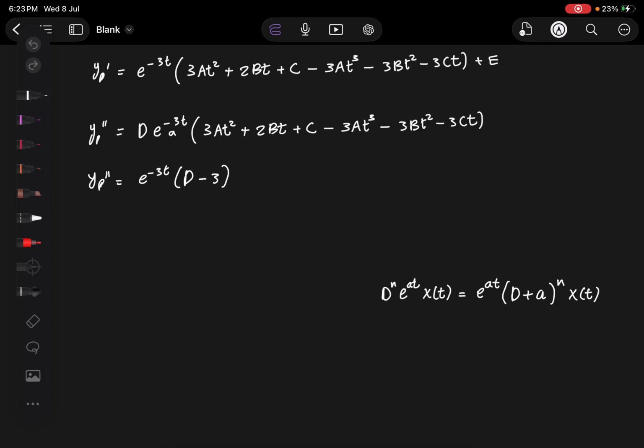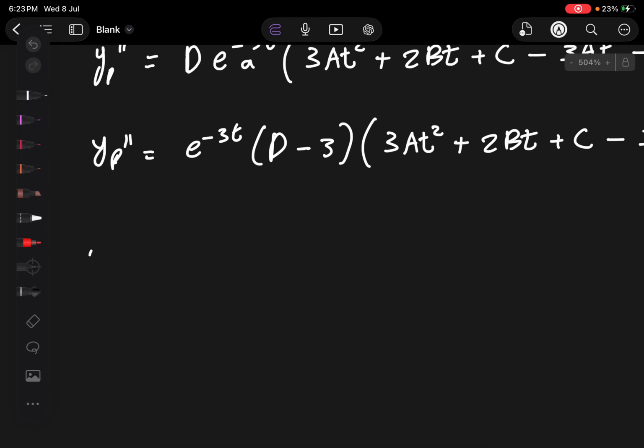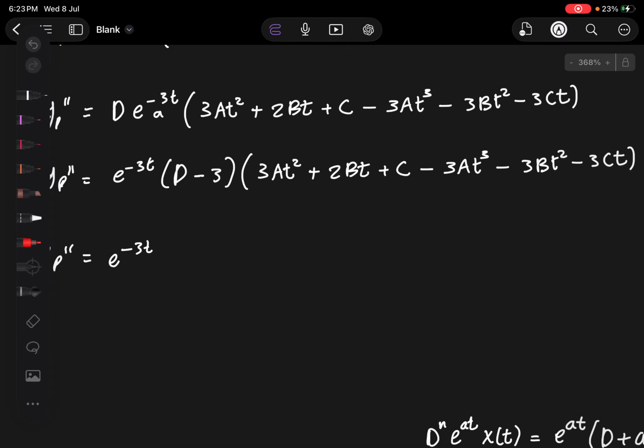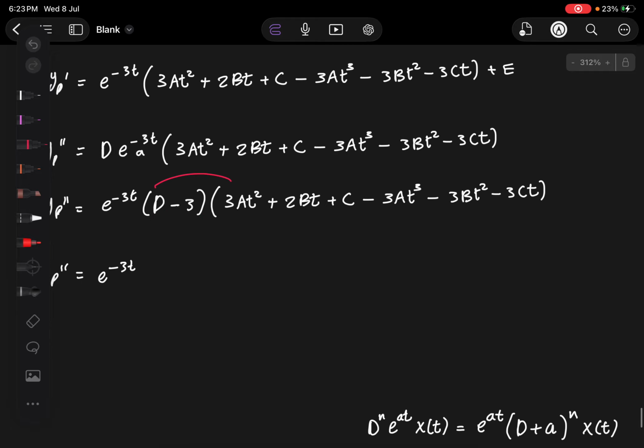And yeah, minus a times the function of t, so times this. So we duplicate it and we write it here. Next, same thing, we distribute this as if we're treating this as a polynomial. So distribute, distribute, distribute, you get the idea.